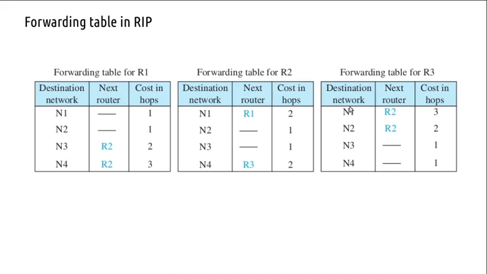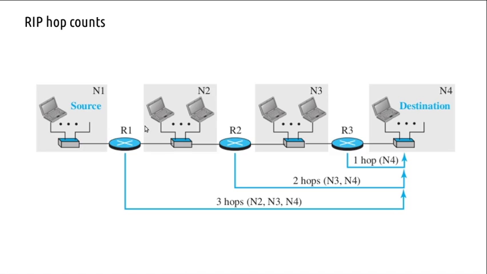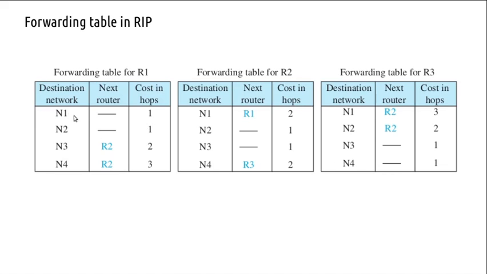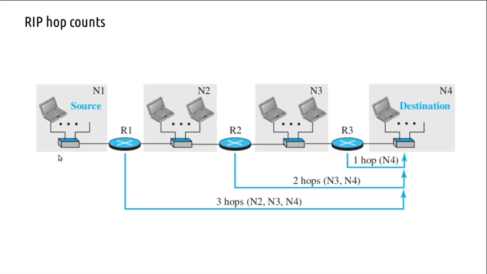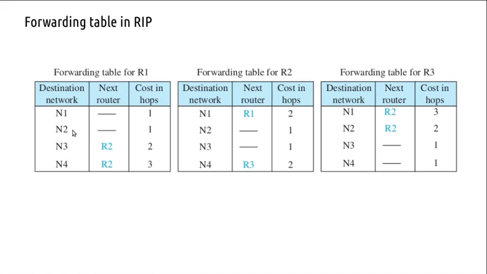So your forwarding table in routing information protocol, in addition to the next router, this is the forwarding table for router 1. For router 1, the forwarding table will have entries: N1. To reach N1, the cost in hops is 1, right? That is for any destination, a packet that is coming from this side, there will obviously be 1 hop involved, right? Then N2, 1 hop, towards the right. Then N3, the next router is R2.